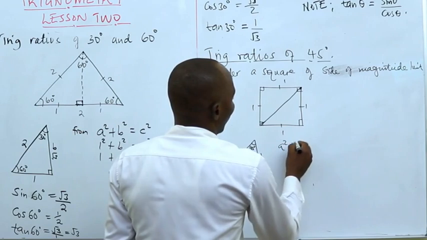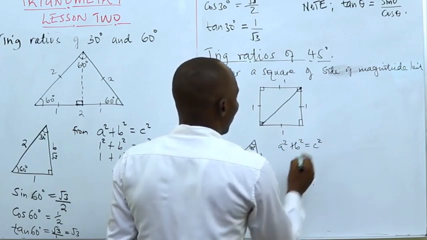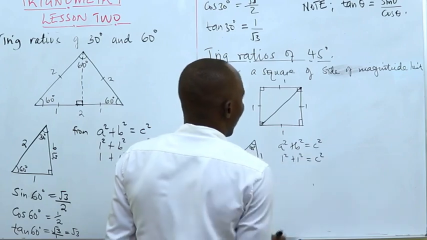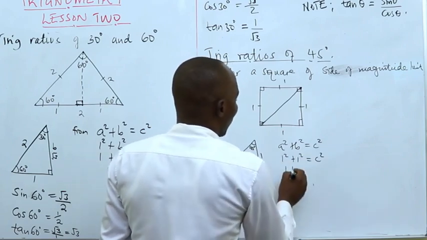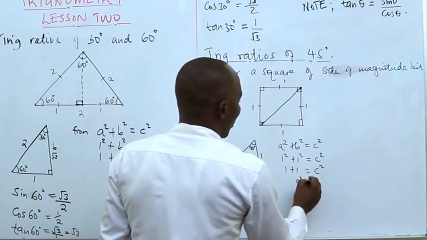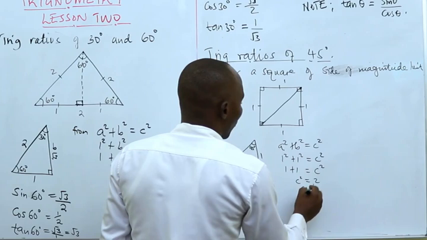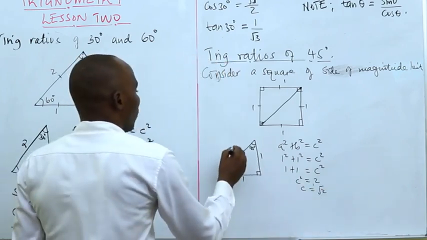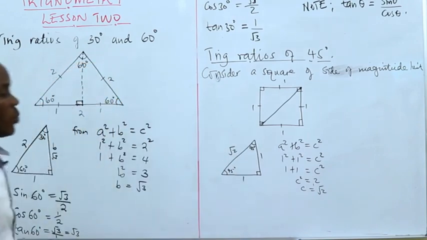So from a squared plus b squared, which is equal to c squared, this is 1 squared plus another 1 squared, giving you a c squared. 1 squared is 1, another 1 squared is 1. This is c squared. So c squared is equal to 2. And the value of c is the square root of what? 2. So therefore, that is root 2.